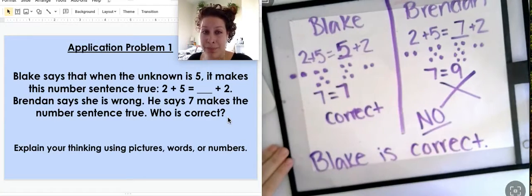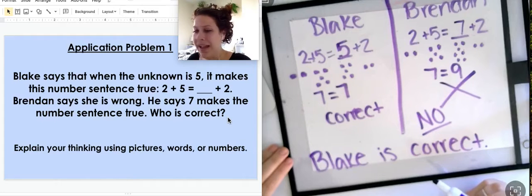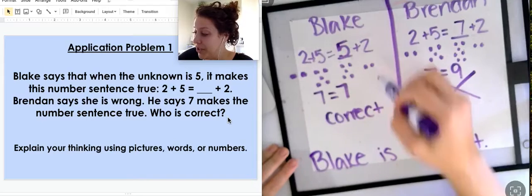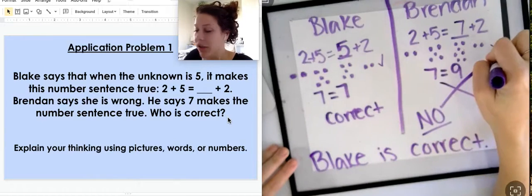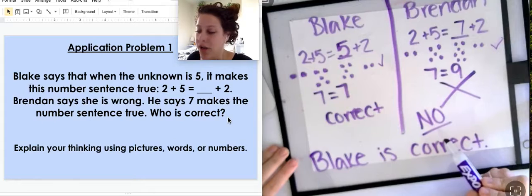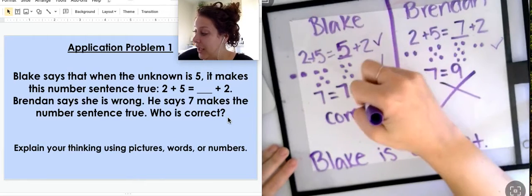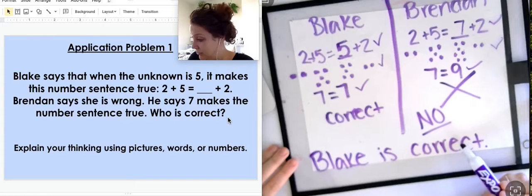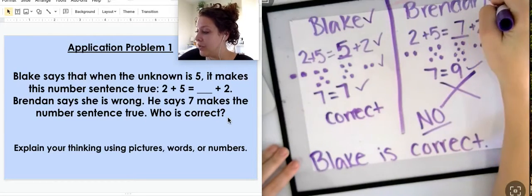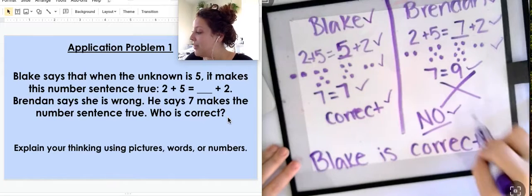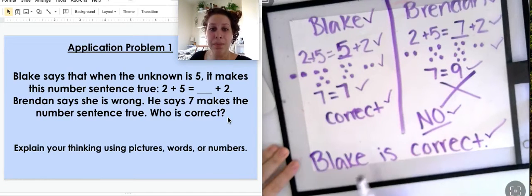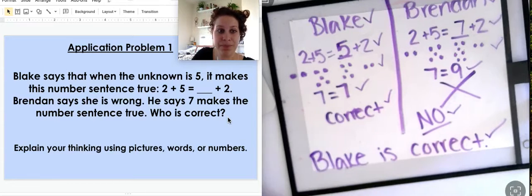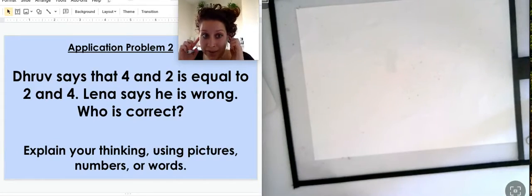So now I'm going to go through my checklist. And I'm going to think, do I have pictures? Yup. It looks like I have pictures. Check, check. Do I have numbers? Yes, I have lots of numbers. And do I have words? Yes, I have lots of words. So I've explained my thinking using pictures, numbers, and words. All right, friends, let's try another one.